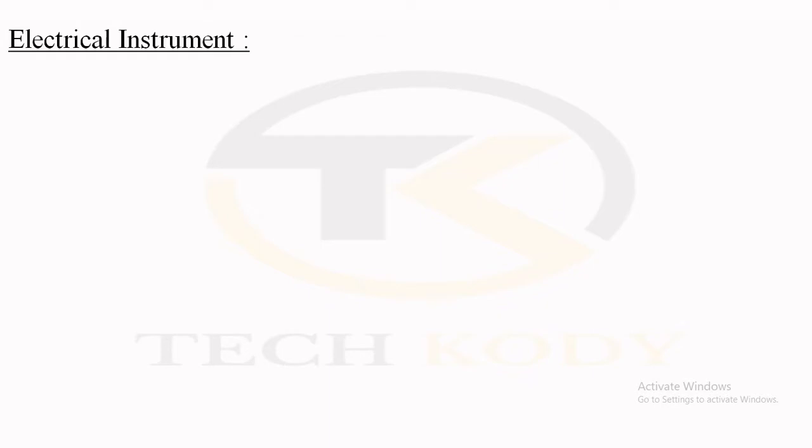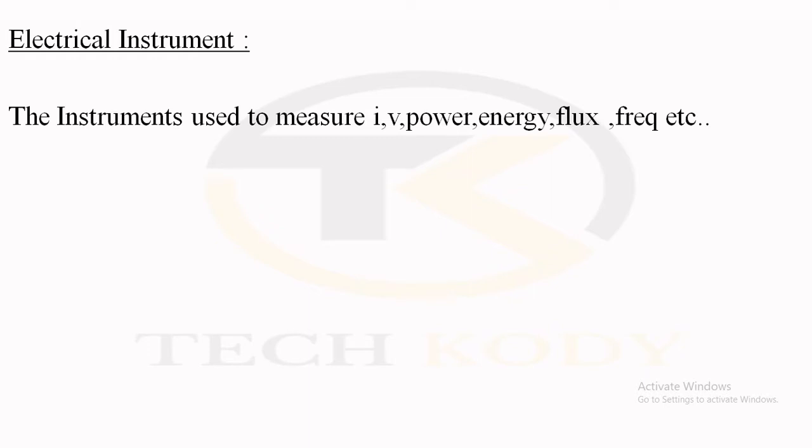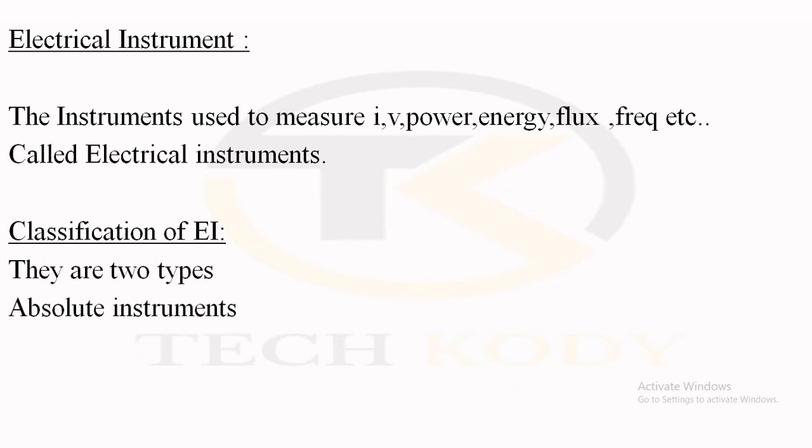Electrical instrument. Generally, what is an electrical instrument? The instruments used to measure current, voltage, power, energy, flux, frequency, etc. are called electrical measuring instruments. They are generally named on the basis of the type of quantity they measure. Example: ammeter, voltmeter, wattmeter, frequency meter, etc. These electrical instruments are classified into two types. One is absolute instruments, another one is secondary instruments.